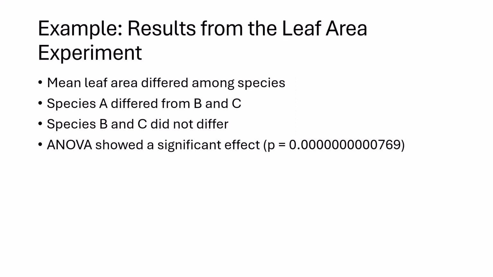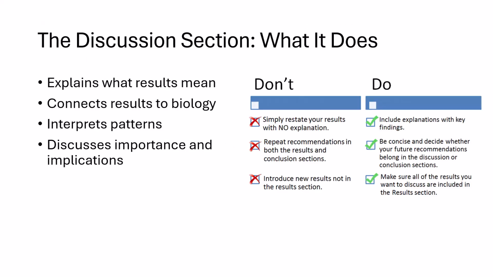These are examples of strong results statements. Notice how they're very direct and very neutral. They describe differences, report which comparisons were significant, and include the statistical result. But they don't explain why species A is different or what that means biologically. That restraint is exactly what makes them good results statements.